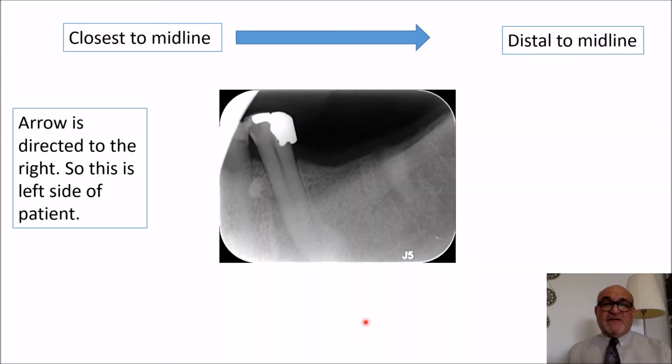Maxillary or mandibular teeth? Mandibular, I can see the external oblique ridge over here. So this is the most distal part of the area, and this is the mesial part. If this line is extending from the midline posteriorly to the right, then this is the left side of the patient.